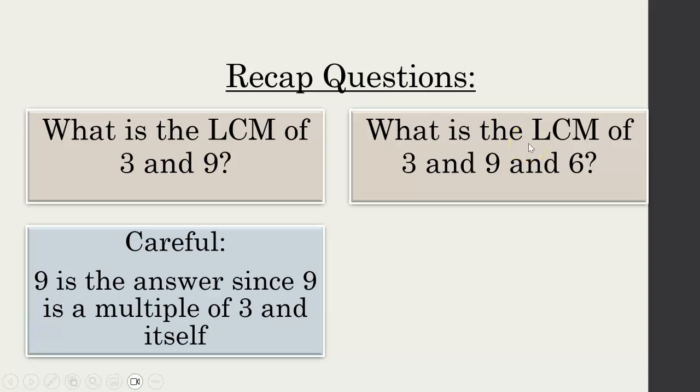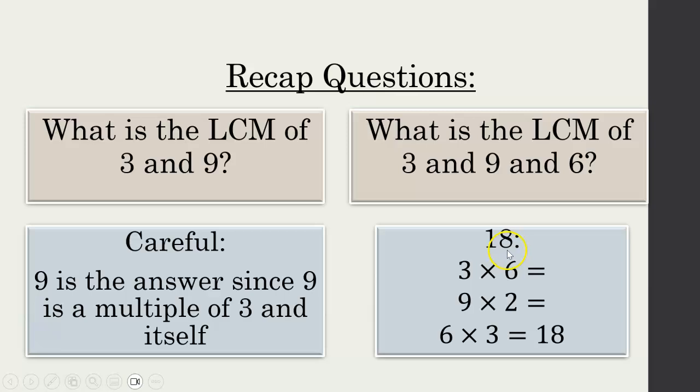Okay, what is the lowest common multiple of 3, 6, and 9? So you'd write out your multiples of 3, your multiples of 9, and your multiples of 6. And you'd find, well, 18. I'd have 3 6s are 18, 9 2s are 18, and 6 3s are 18. So that would be the lowest thing that they have in common.